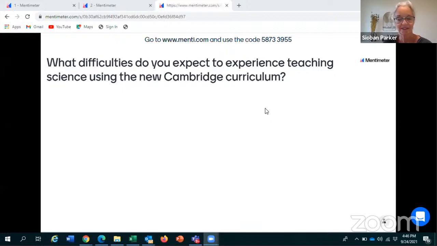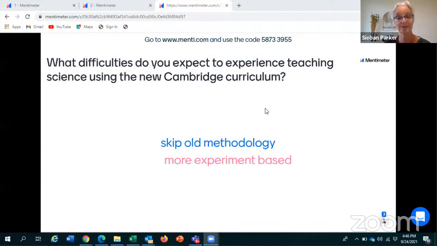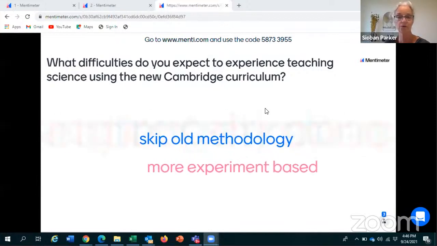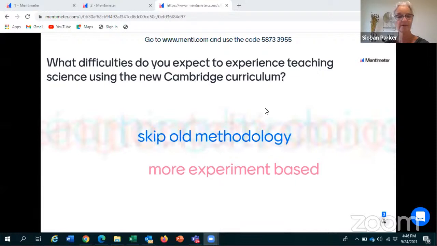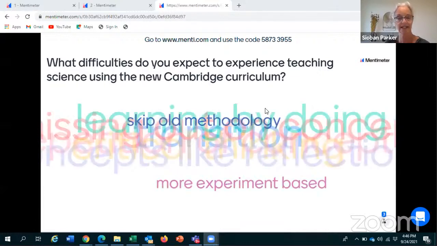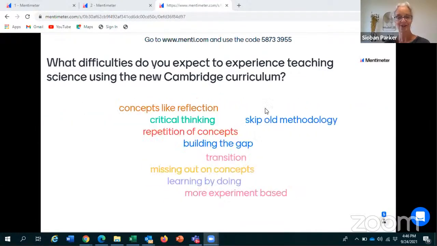Ms. Komal Mishra has written experimenting. Yes. Okay. Because there's so much more focus now on the learners doing the experiments and how we can carry out those experiments, especially if you're teaching online. And also, great, we've got some skip old methodology, more experiment-based, lovely. Okay. Oh, that's a lot come through there.